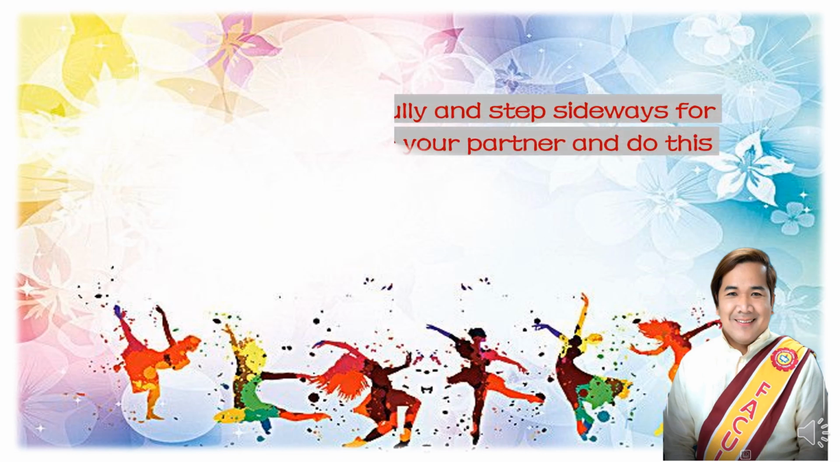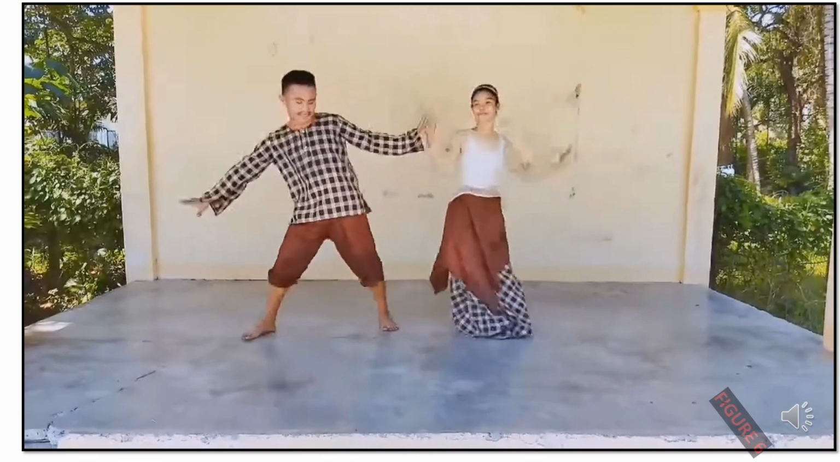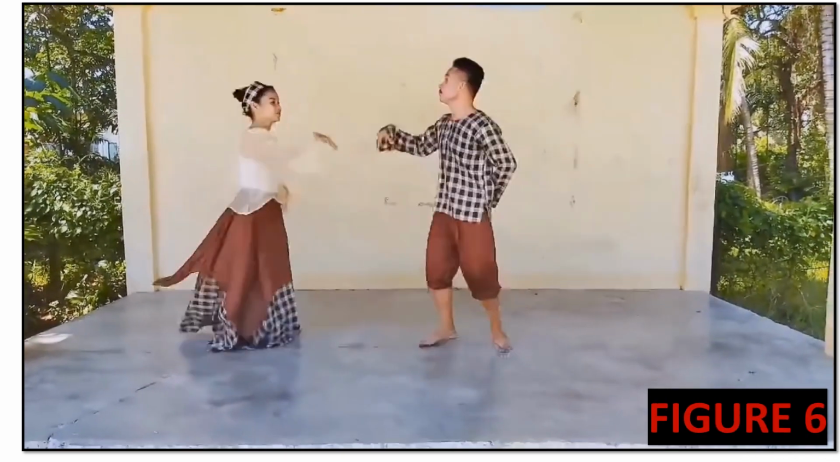For the last figure, figure number 6. Flutter your arms gracefully and step sideways for 16 counts. After this, face your partner and do this step again for 16 counts. Let's do this. Figure number 6.